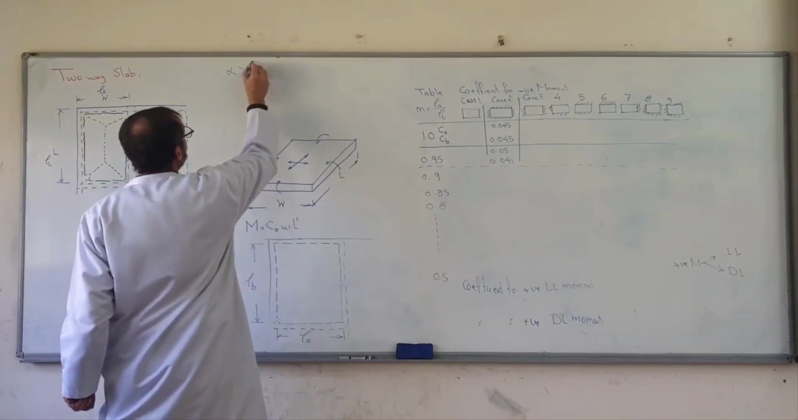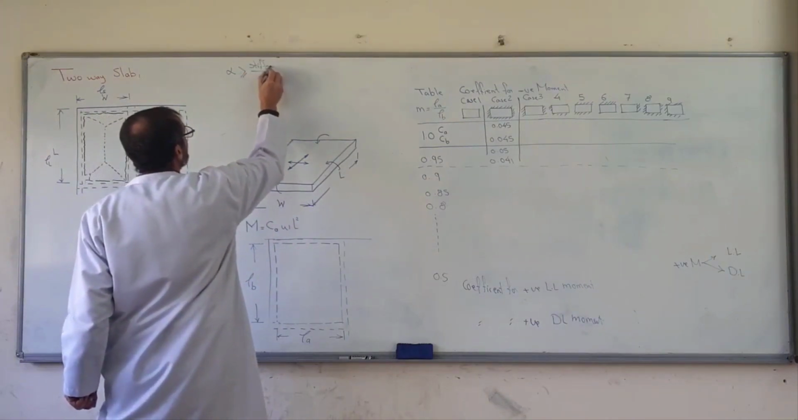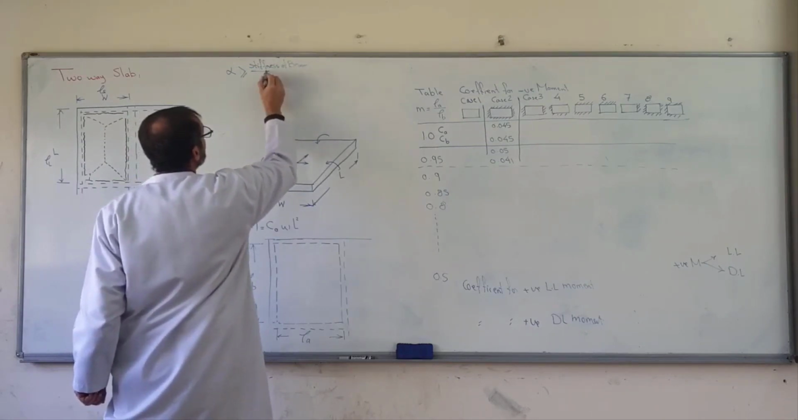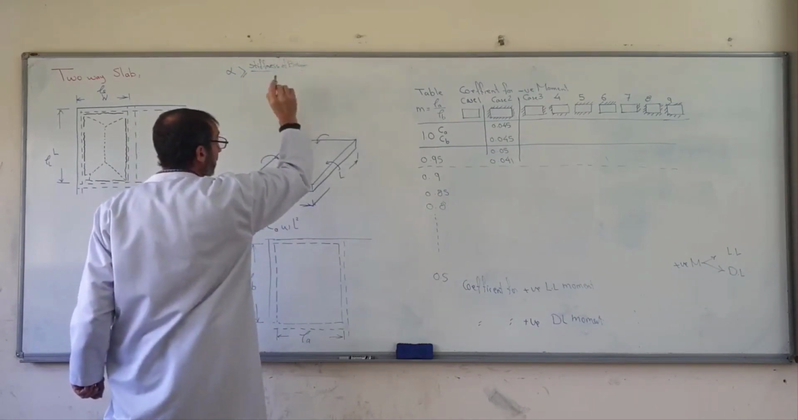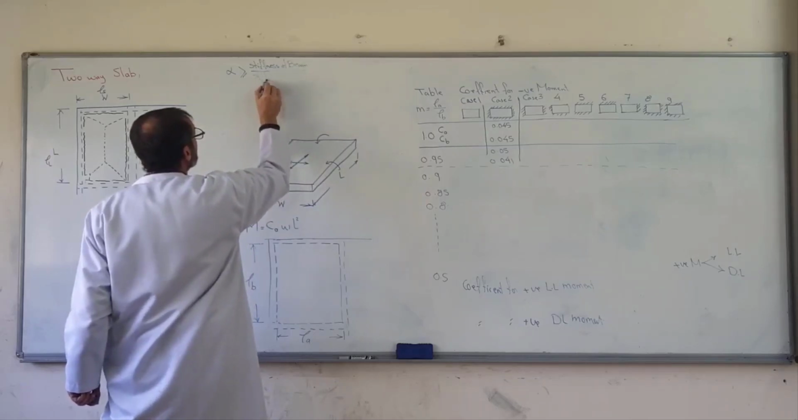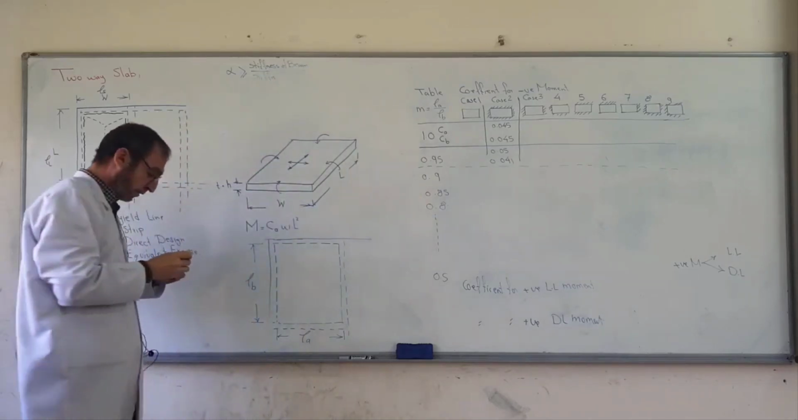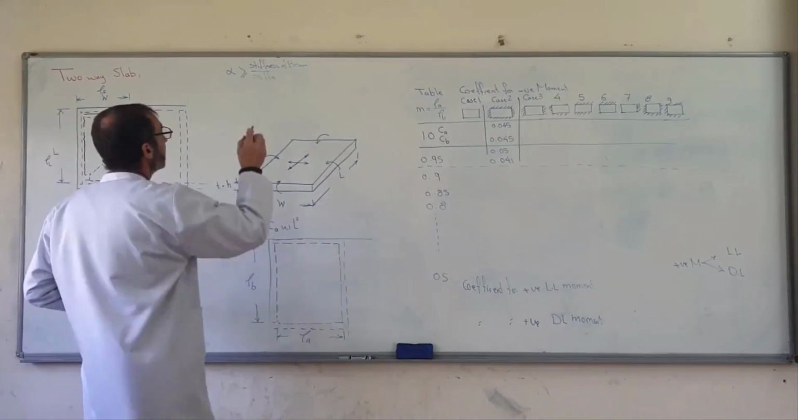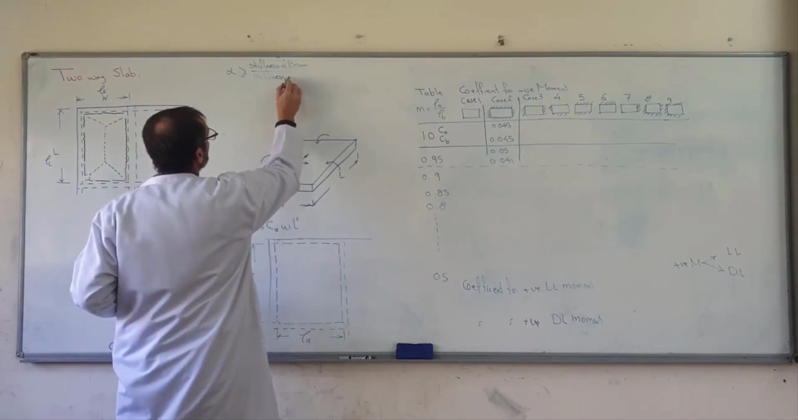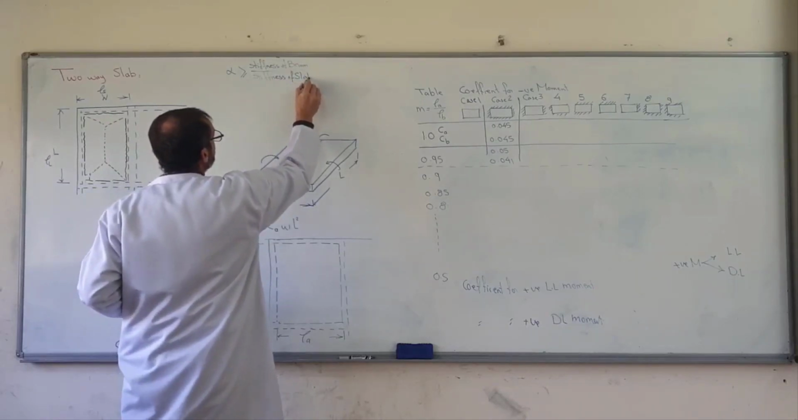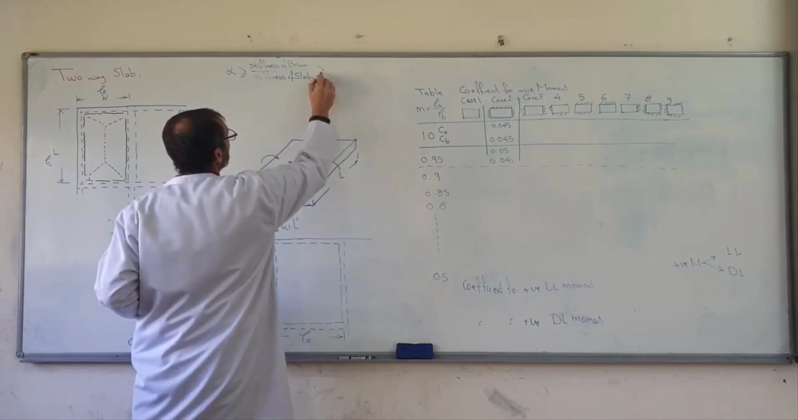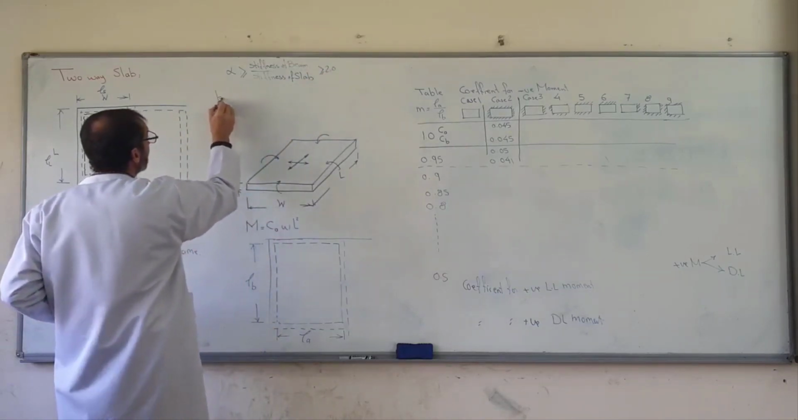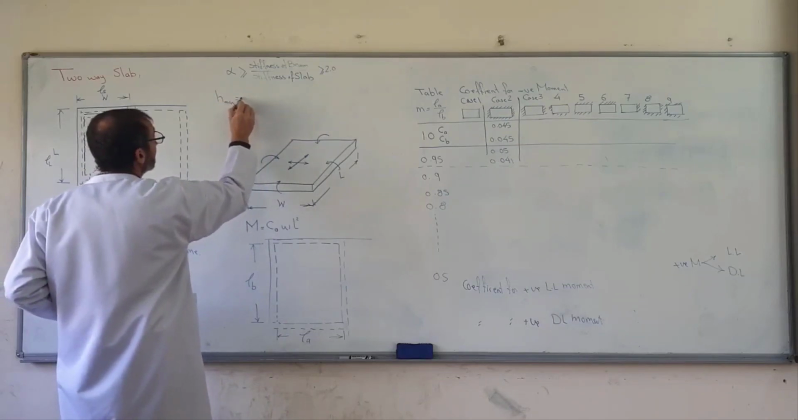the stiffness of the beam, meaning EI over L, 4EI over L, over the stiffness of the slab. Normally alpha is more than 2. Therefore, if it is more than 2, we can find the minimum thickness depending on this equation.